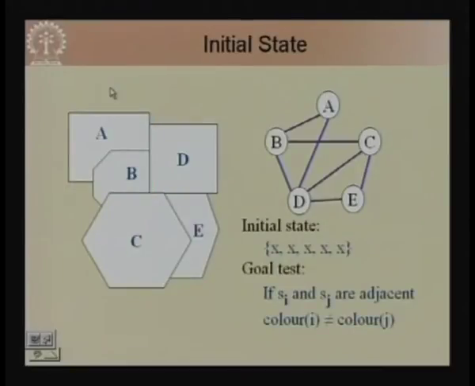For this map coloring problem, in the initial state we will start with all the regions unassigned, none of them has been assigned a color. And we will have reached a goal state when all the 5 regions are colored such that if two vertices Vi and Vj are adjacent, their colors are not equal. So, a goal state is a state where all regions have been assigned colors and the coloring does not violate the constraints.